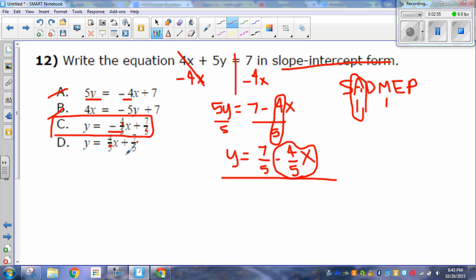I hope that makes sense. If nothing else, guys, remember you can always eliminate anything that's not slope-intercept form, and that should set you pretty straight.